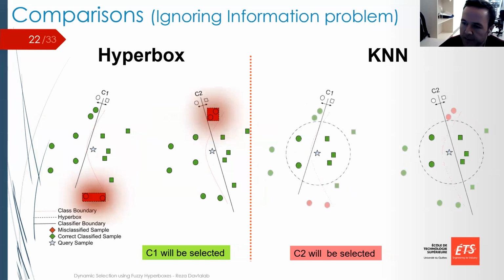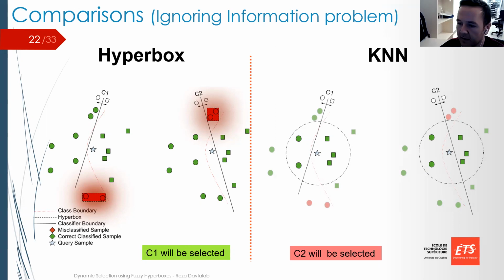Here, in this example, we use the misclassified samples to solve the last example. As we discussed, KNN neglects all information outside of the region of competence, but we can save and use that information, as you can see in this example, and make a good decision based on it.